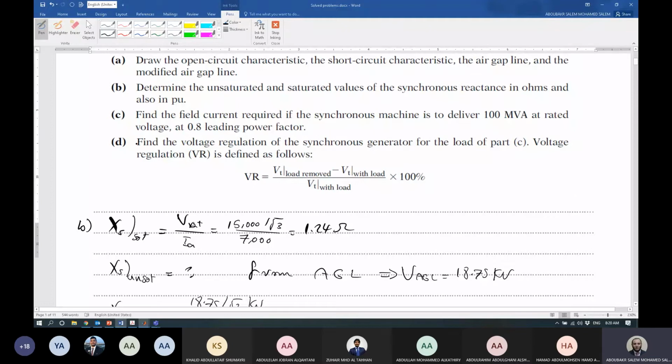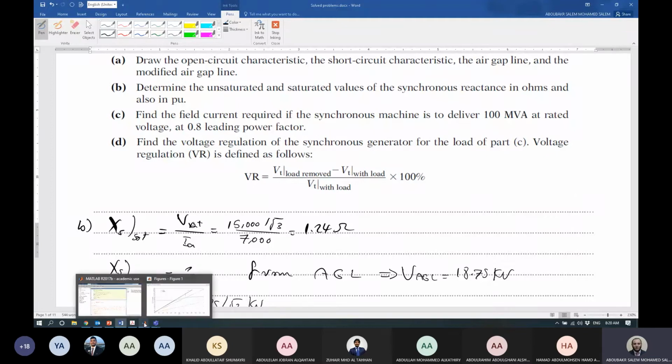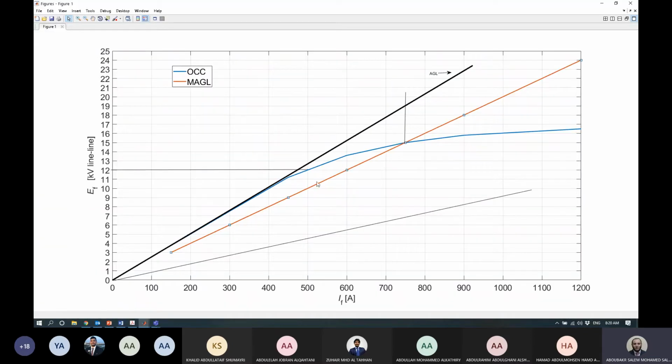But for part C, we agreed together that when the generator is connected to an infinite bus, we should work at this point here. This is the operating point at 12 kilovolt. We should extend this line like that here. Okay, so this is the operating point now. If the generator is disconnected from the infinite bus at the same field current, what will be the magnitude of the no load voltage?